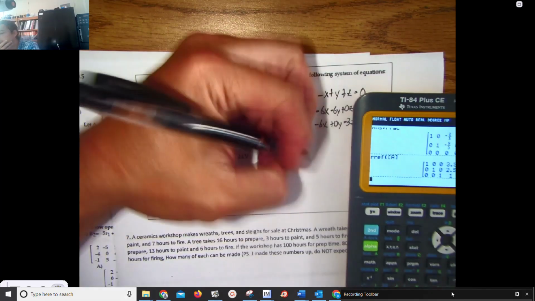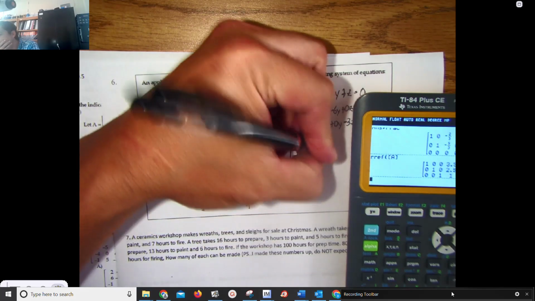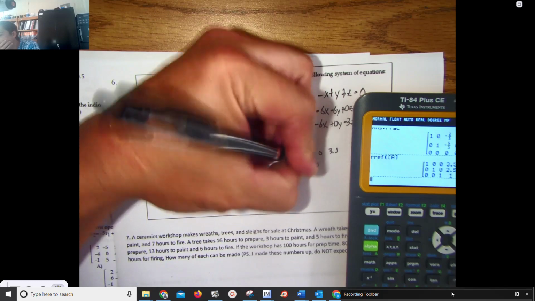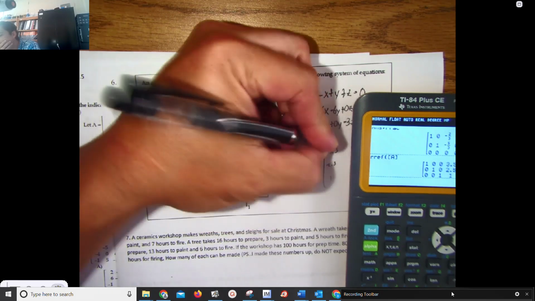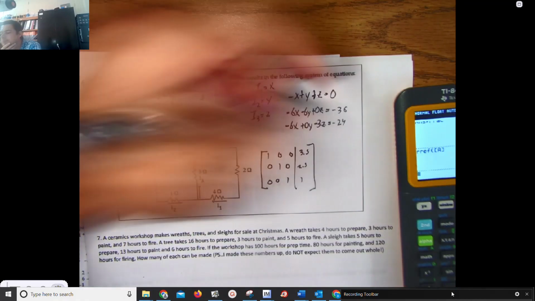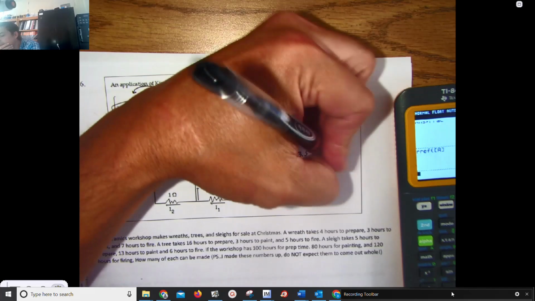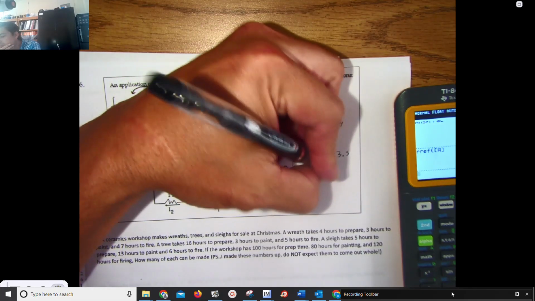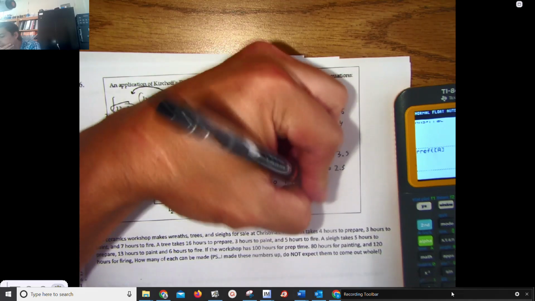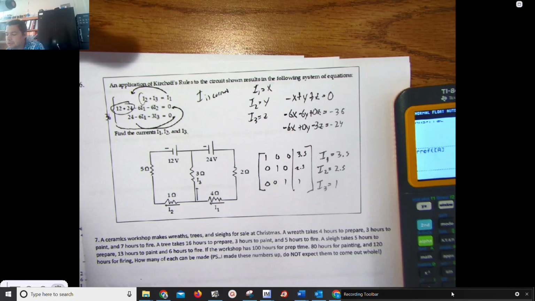Here's my answer. My resulting matrix is 1, 0, 0, 3.5, 0, 1, 0, 2.5, 0, 0, 1, 1. So what did I just learn? I learned that the first current, called I1, is 3.5. The second current, I subscript 2, is 2.5. And the last current is 1. Ta-da! Assuming I didn't screw something up, but I don't think I did.